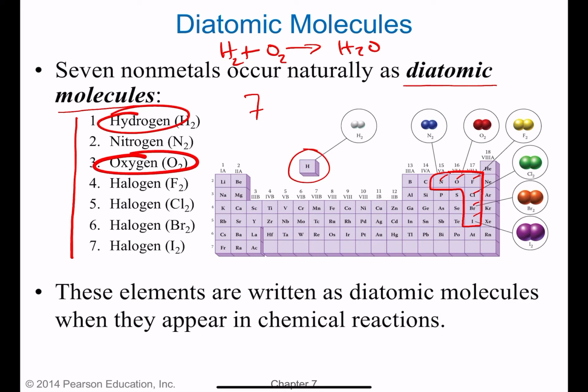Importantly, when these are naturally occurring, so when they're in nature by themselves, not chemically bonded with other elements, they occur as 2 atoms covalently bonded together. That's why we're saying diatomic. Now, not all of them are gases. Many of them are, but this one's a gas. Hydrogen, nitrogen, oxygen, fluorine, chlorine, and then bromine at room temperature is actually a liquid, and iodine at room temperature is actually a solid.